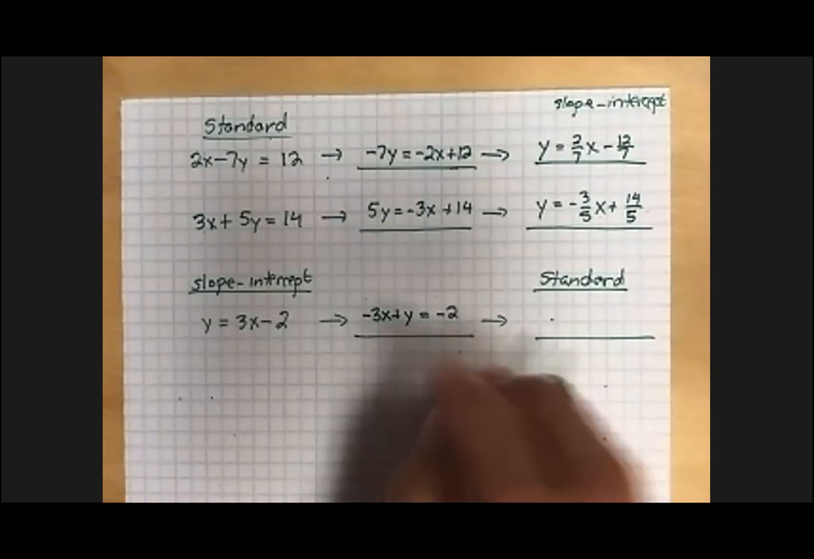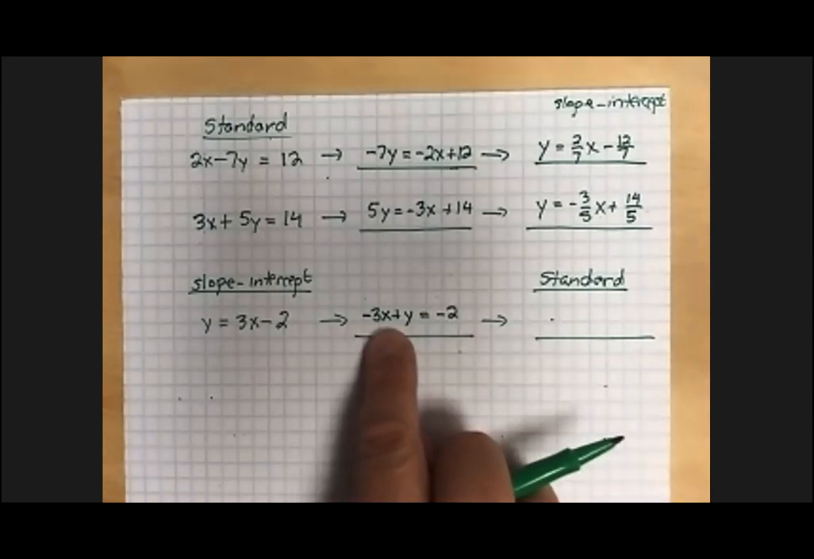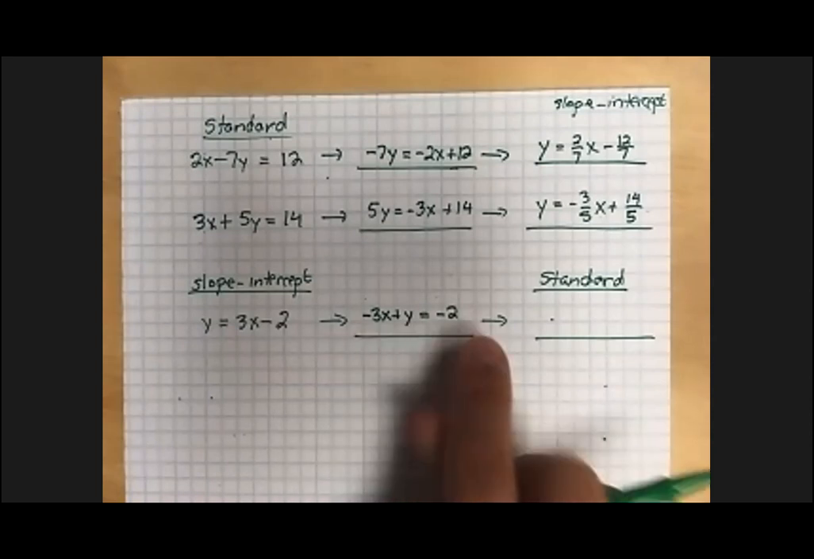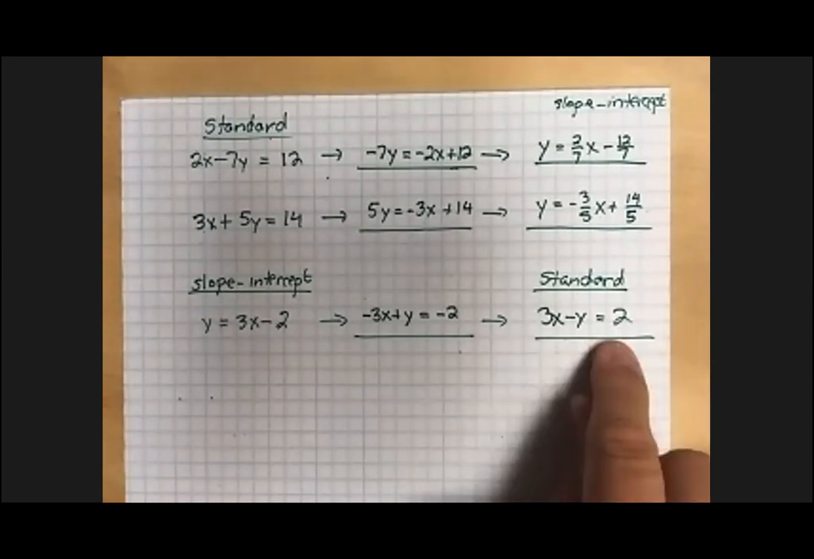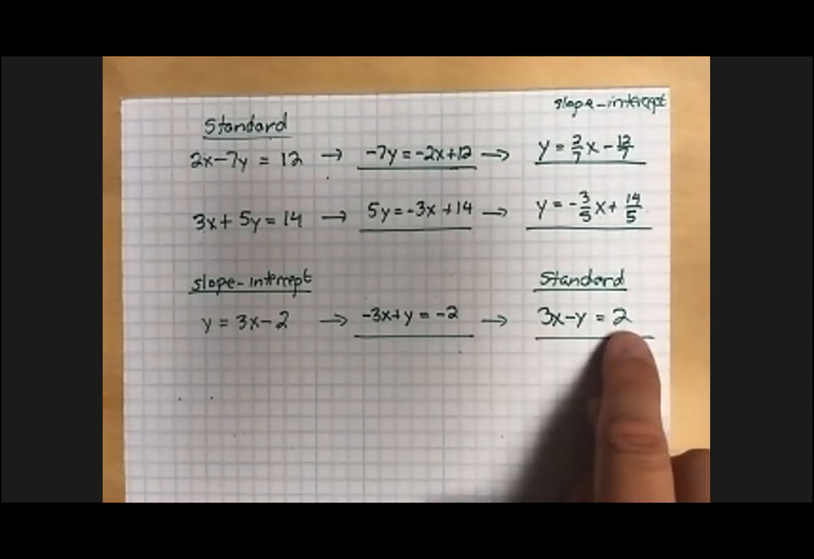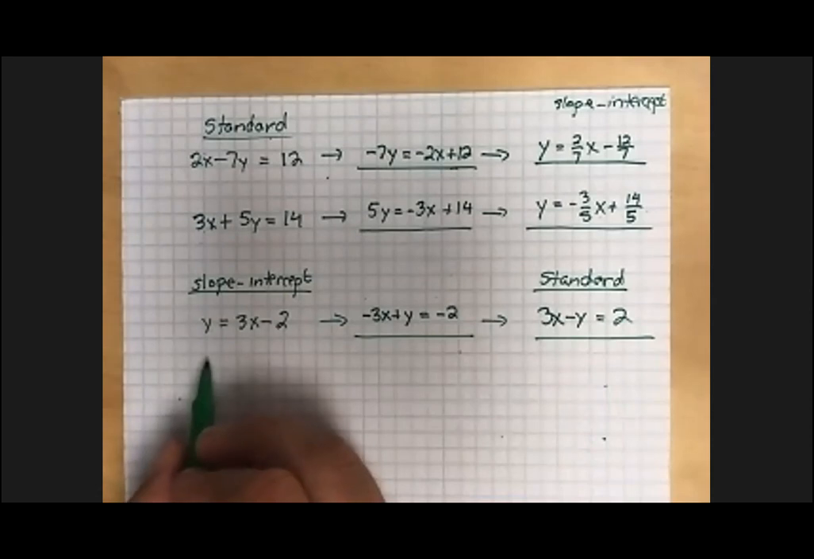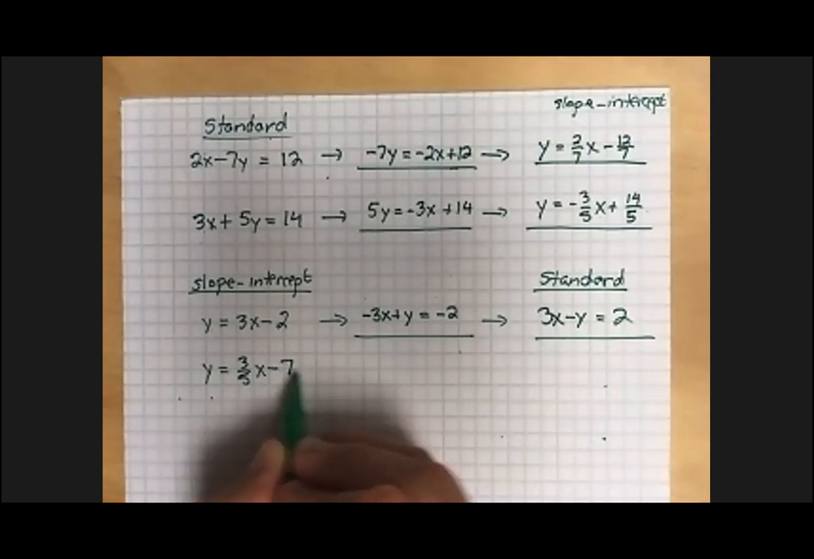But now that I've done that, it's not appropriate to lead with a negative sign. So why don't I just multiply everybody by -1? Done. No fractions. Lead with a positive. ax plus by equals c. That's standard form. Try it again. Harder one. Y equals 3/5 x minus 7.